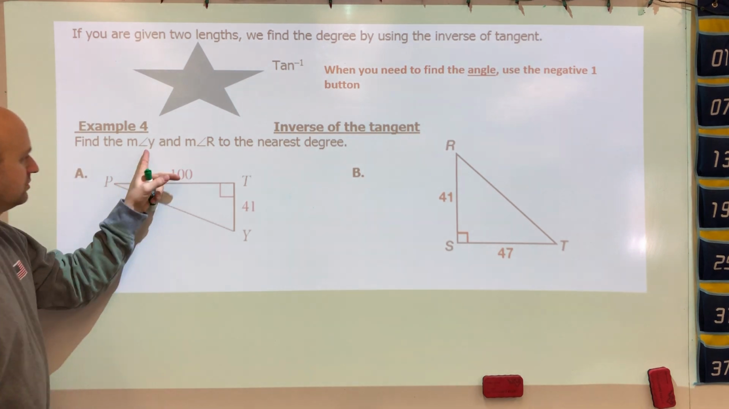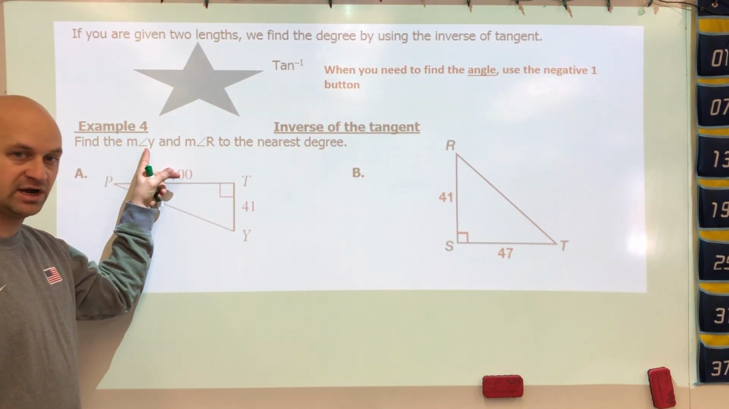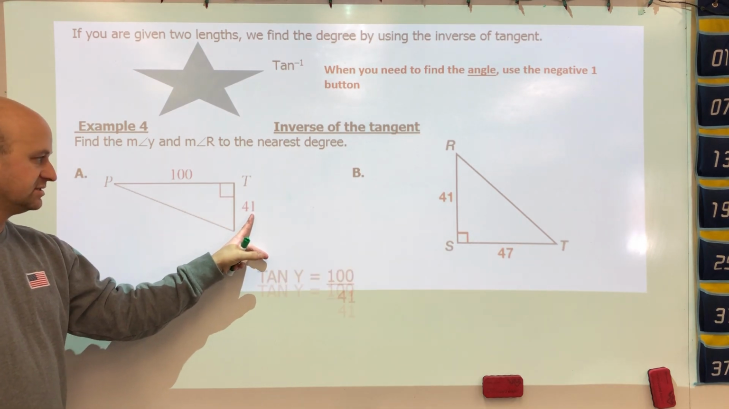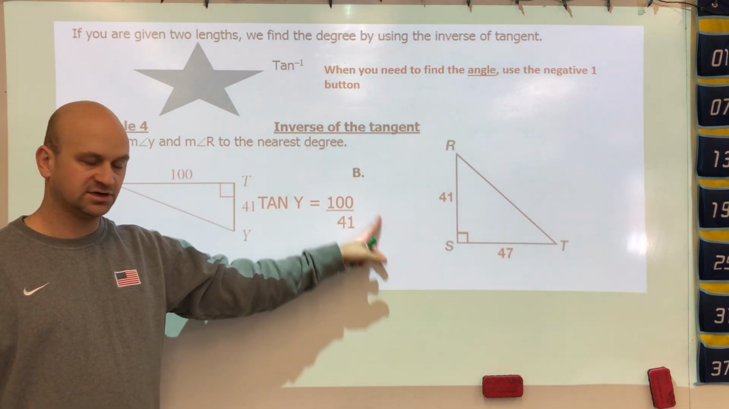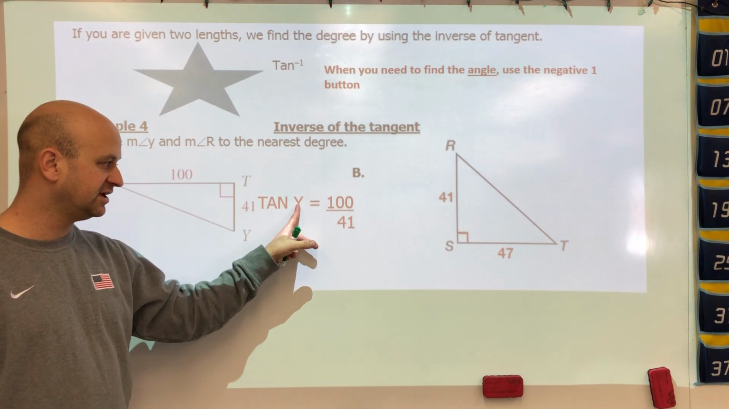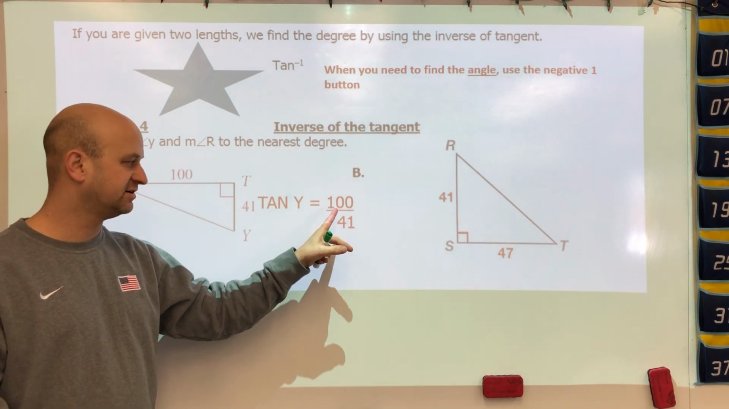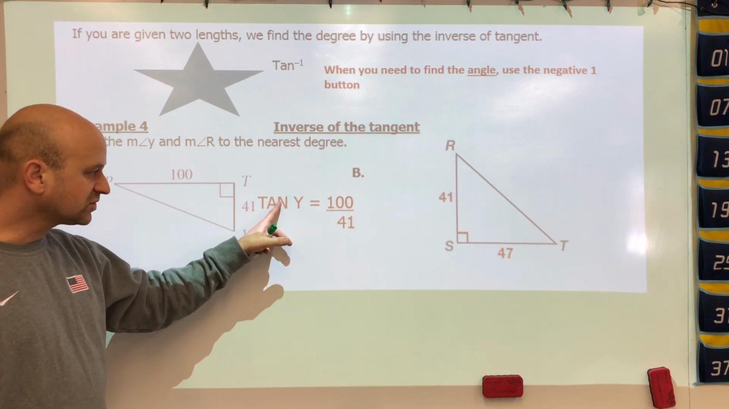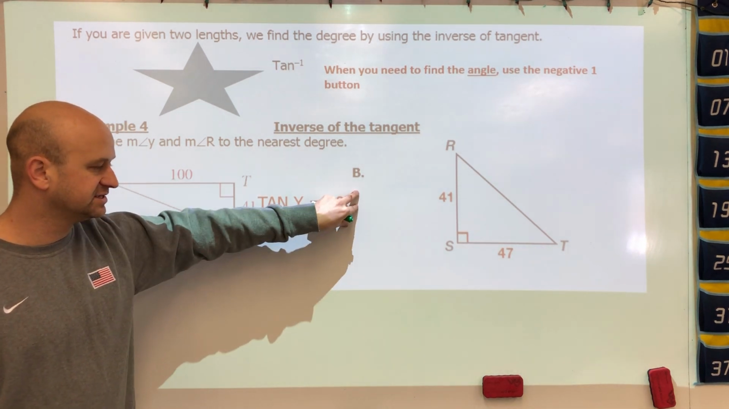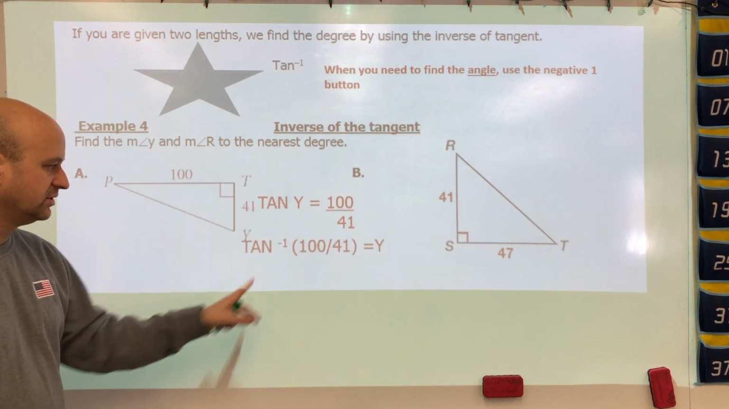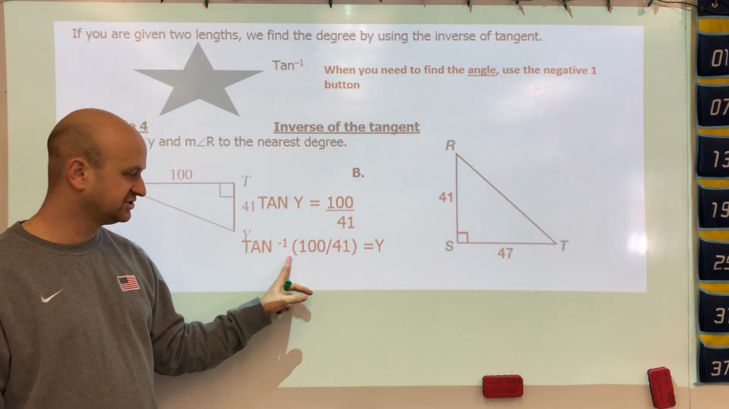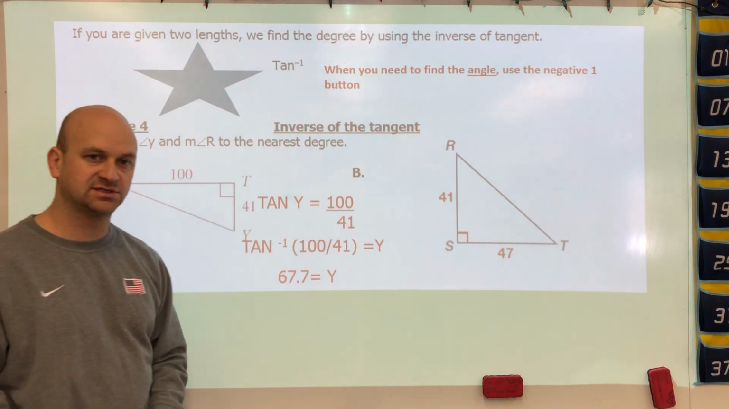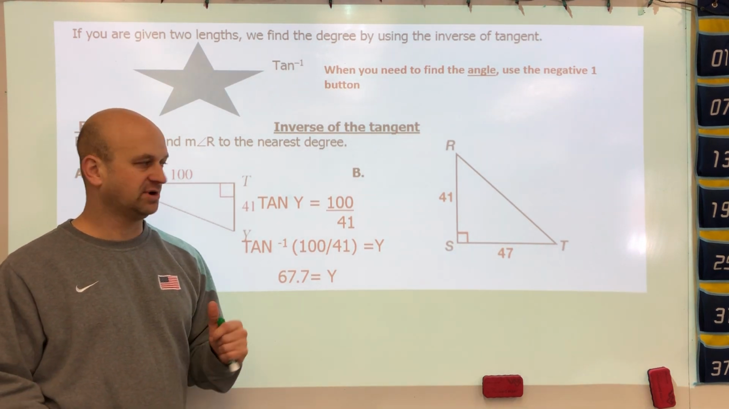So in this example here, we want to find the angle y. So based on angle y, this would become opposite, this would become adjacent. So we set our equation up like this. The tangent of the angle that we don't know, that's what we're trying to find, is equal to opposite over adjacent. So now in this case, we're going to hit second tangent and then type the fraction. And when we do that, you should get about 68 degrees when you round it.